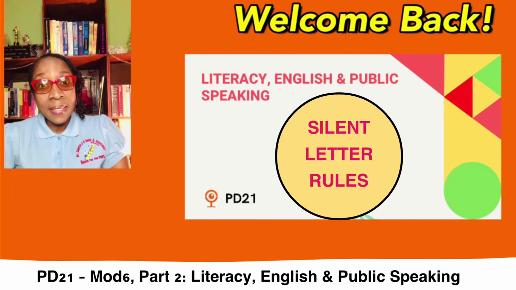For example, wedge, W-E-D-G-E, pledge, P-L-E-D-G-E, Madge, capital M-A-D-G-E, the name of a woman, knowledge, K-N-O-W-L-E-D-G-E, budget, B-U-D-G-E-T, and fridge, F-R-I-D-G-E. Normally, the letter E is silent at the end of a word.